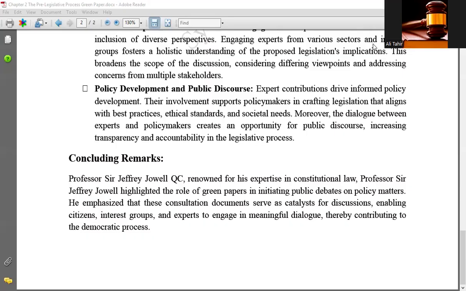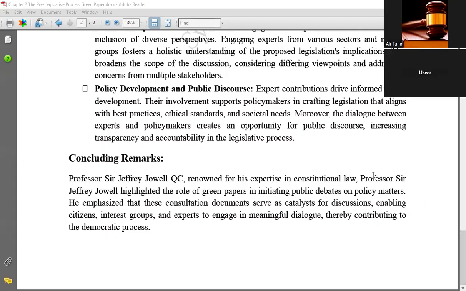In the concluding remarks for Green Papers, we can see a quote by Sir Geoffrey Jowl, renowned for his expertise in constitutional law. The professor said the role of Green Papers in initiating public debates on policy matters was very important. He emphasized that these consultation documents serve as catalysts for discussions, enabling citizens, interest groups, and experts to engage in meaningful dialogue, thereby contributing to the democratic process. And here, Green Paper stops. We will proceed to the White Paper now.